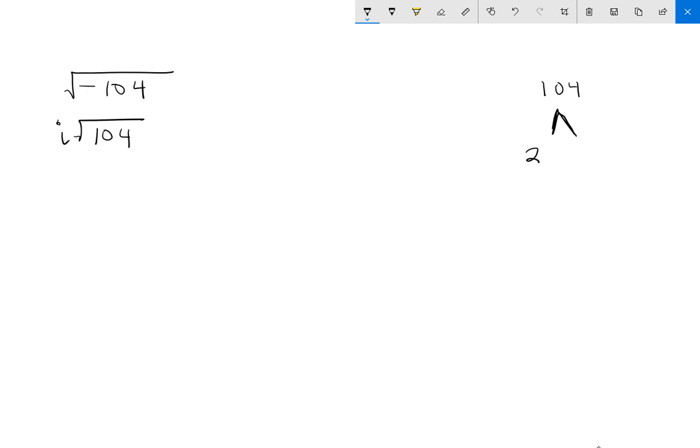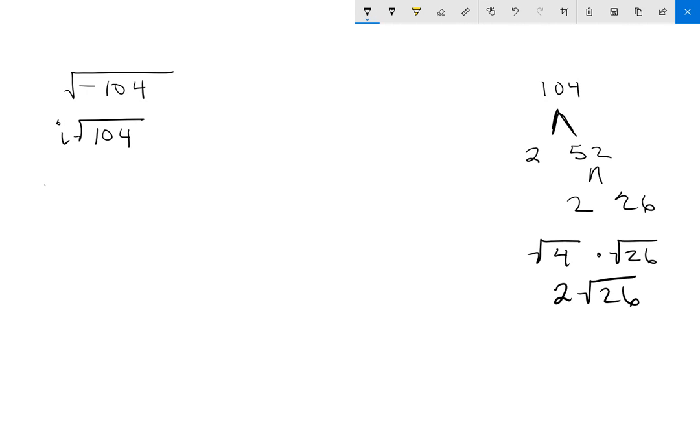Let's see, 2 times 52. 2 times 26. 2 times 2 is 4. That's a perfect square. So we have square root of 4 times square root of 26. 26 is 2 times 13. There's no more perfect squares that go into 26, so we're going to stop there. Square root of 4 is 2. Radical 26. So our final answer is 2i radical 26.